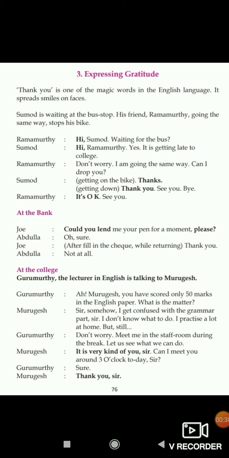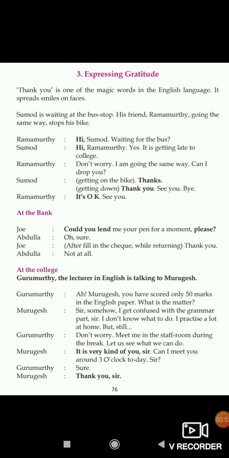Thank you is one of the magic words in the English language. It spreads smiles on faces. Here is a conversation between Ramamurthy and Sumodh. Both of them are friends. Let us see how this conversation begins.